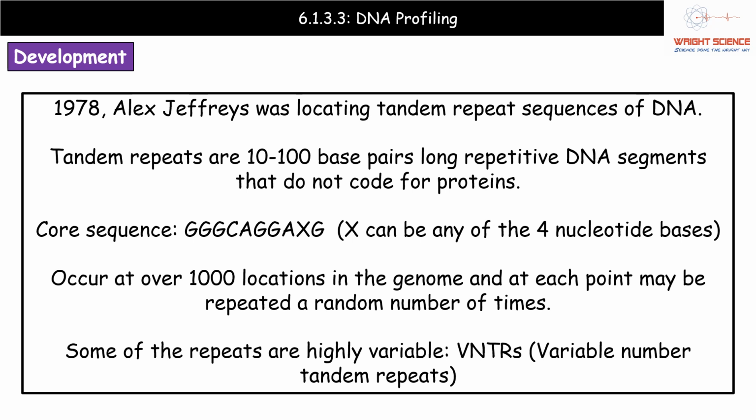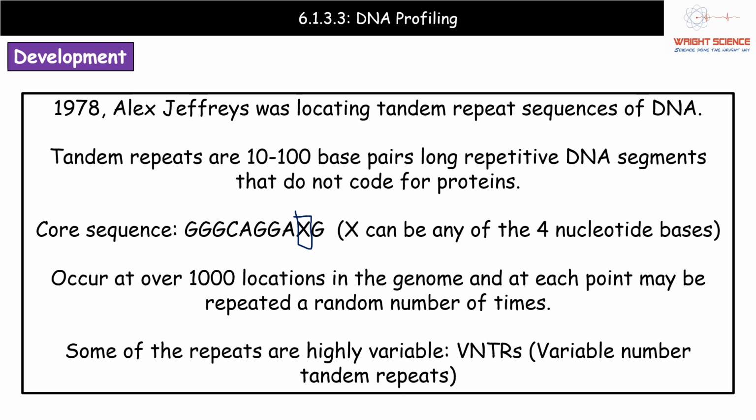You don't have to memorize it, don't panic. And you'll notice that even though a lot of these are the same, we then have an X in there. And that can be any of the 4 nucleotide bases. So these little tandem repeats occur over 1,000 locations in the genome, and at each point they could be repeated any random number of times. So what we've got there are short little sequences that don't code for a protein, that have a very identifiable core sequence, that are located in a number of places through the genome, and they're just going to be repeated different numbers of times in different individuals.